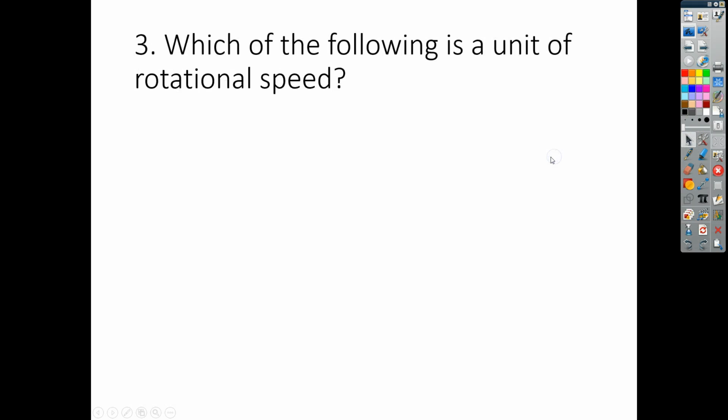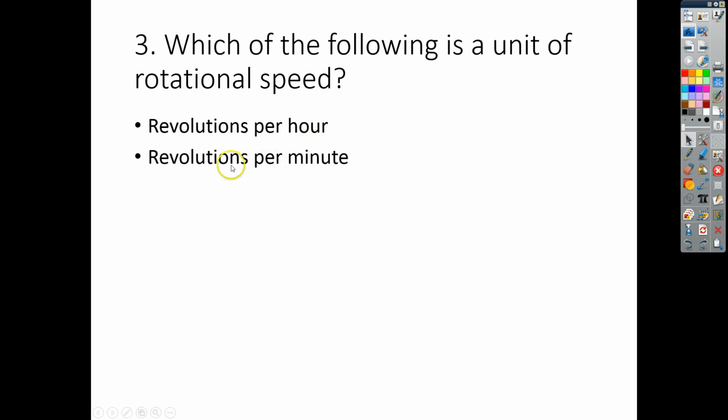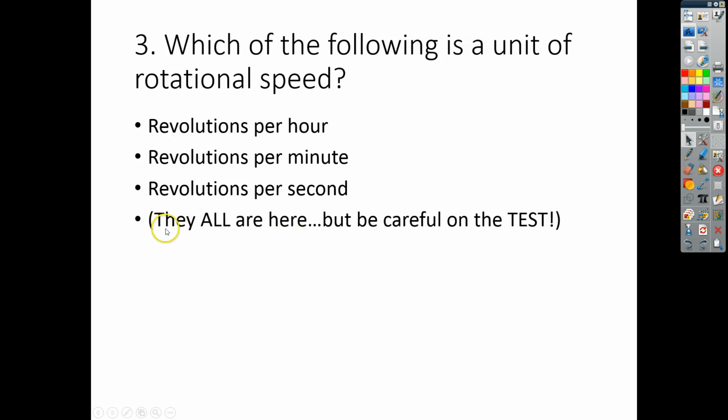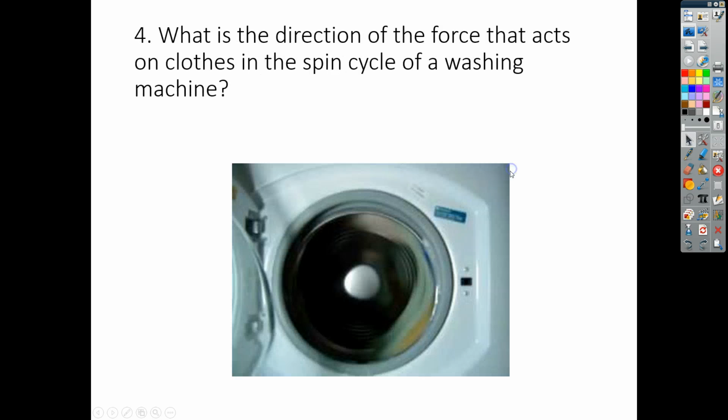For number 3, it says, which of the following is a unit of rotational speed? Revolutions per hour is a rotational speed. If I want to know the revolutions per minute, the revolutions per second, those are all units of rotational speed. So just be careful with that. They're all the same here, but on the test they won't be. And on your quizzes, you'll see that it'll say which of the following is not a unit. So just remember that these are, and anything turning per hour, minute, or second. So the number of revolutions are the number of turns per unit time, and those are good units of rotational speed.